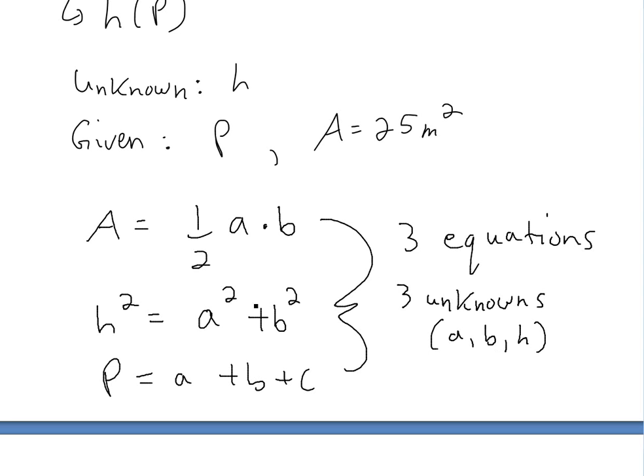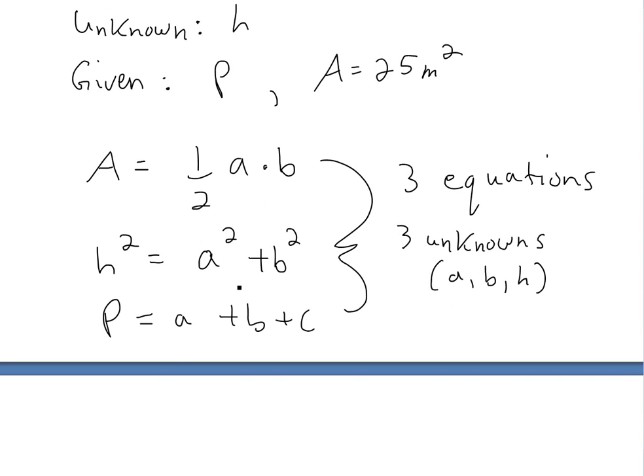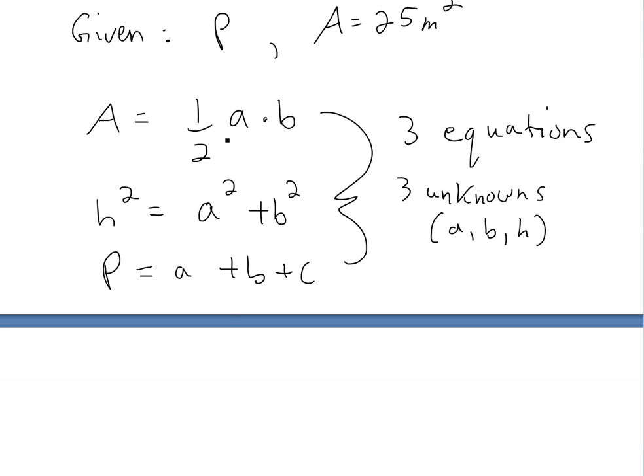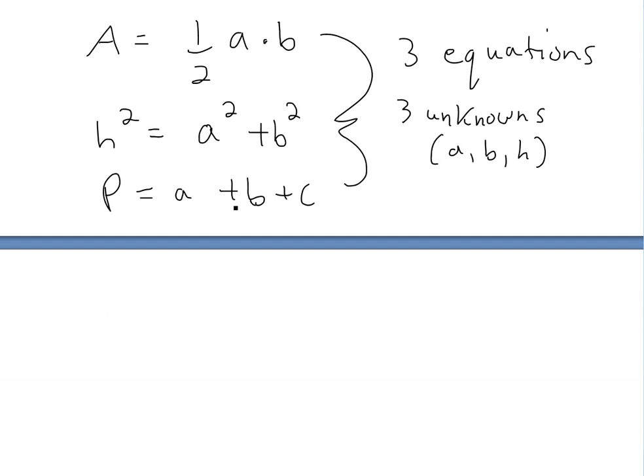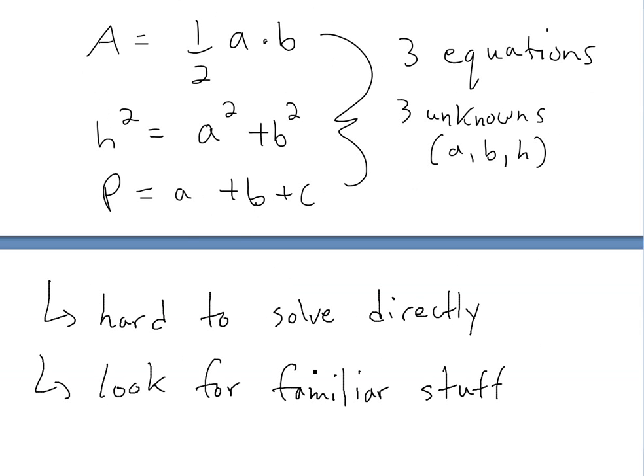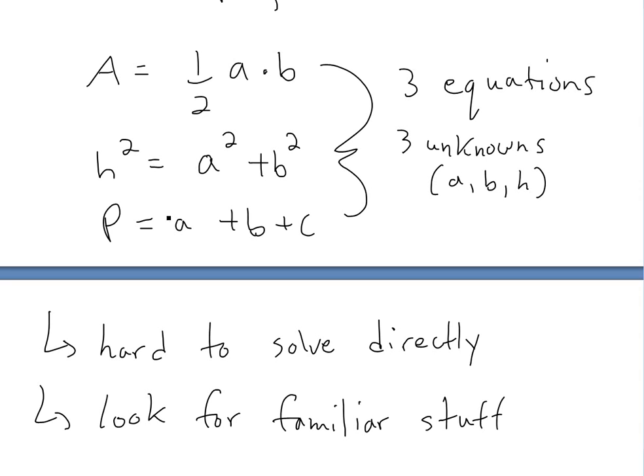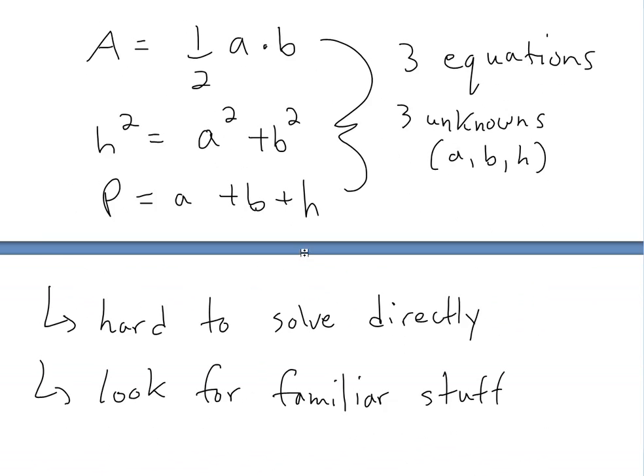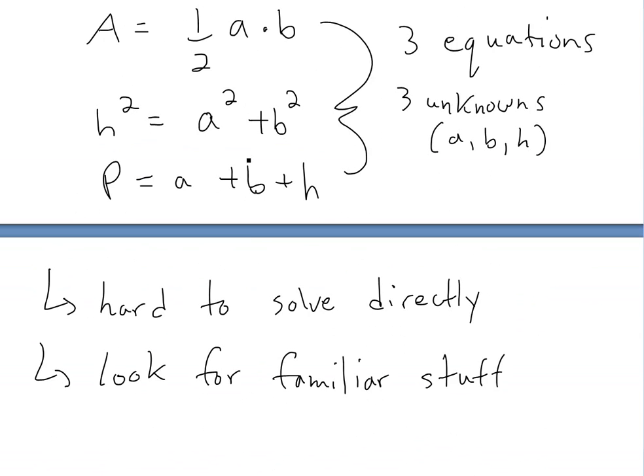But if we want to solve for h in terms of p, this is actually pretty difficult from these equations. It's not a straightforward system, because it has squares, and things multiplied by each other. The way to solve this is to look for something familiar to simplify it. To do that, look at the right side of all these equations: 1/2 ab, a squared plus b squared, and a plus b plus h. So now, to look for something familiar, consider multiplying out something like a plus b squared.